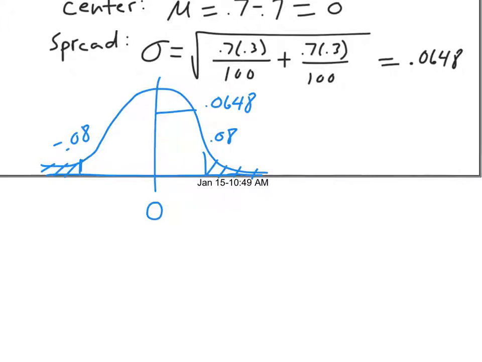So on the normal CDF, you would have to go negative 0.08 up to 0.08, but that would give you the probability of the unshaded area. You'd have to take the complement to then get the shaded area. So that comes out to be 0.217.